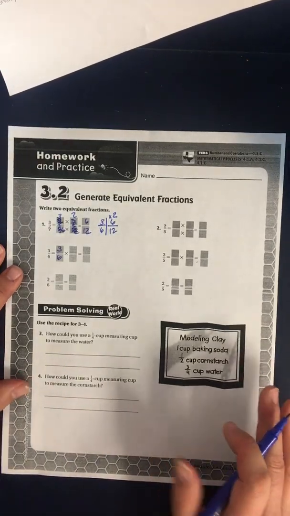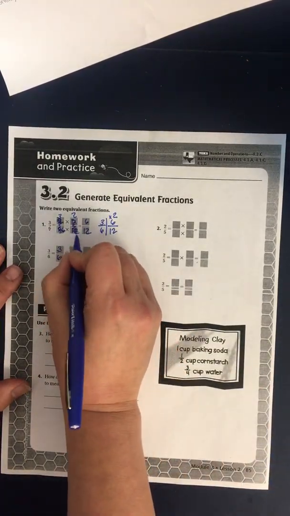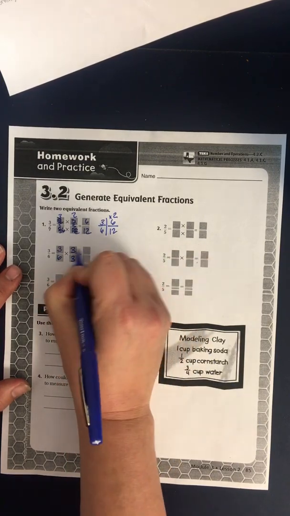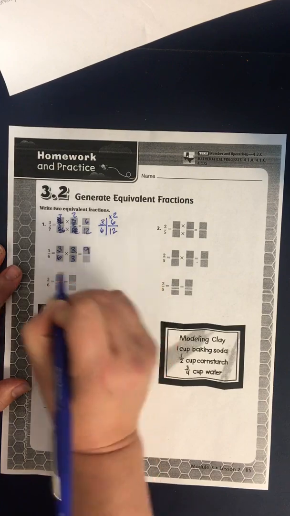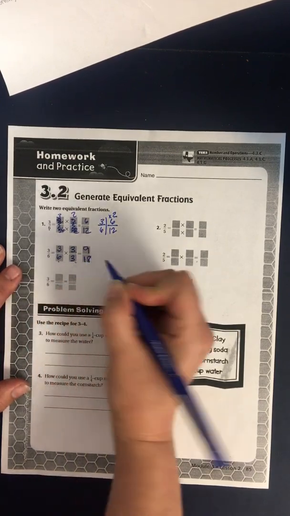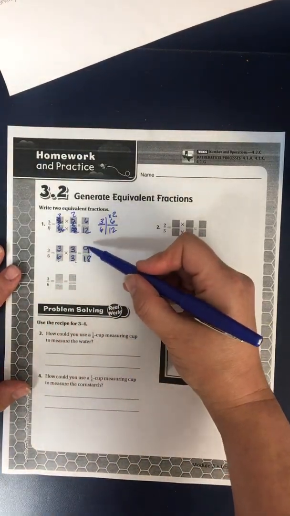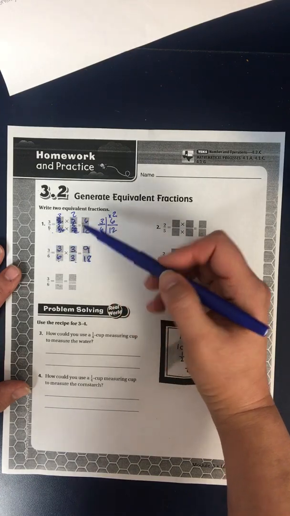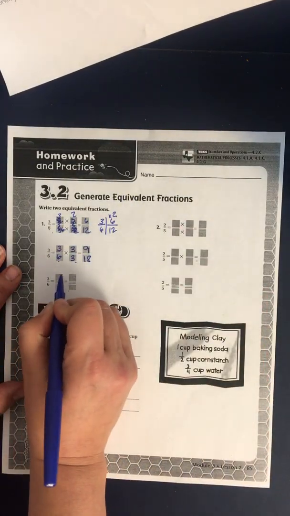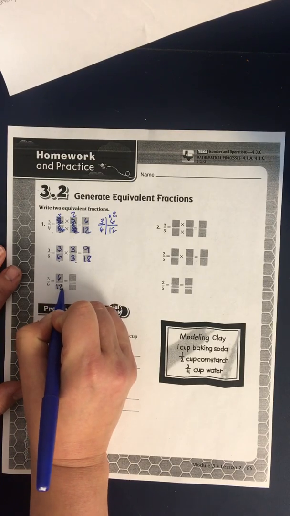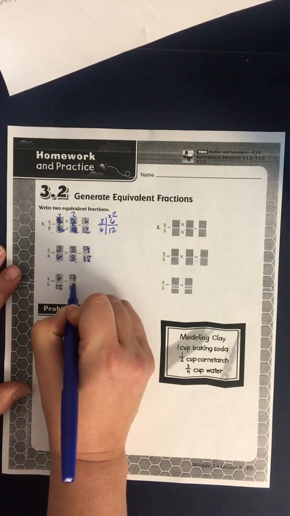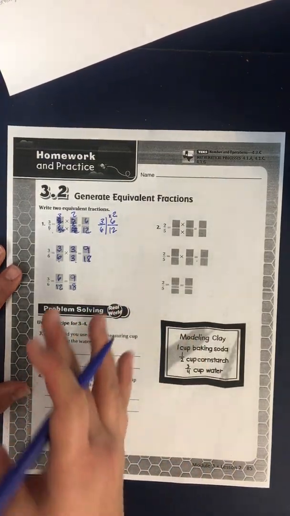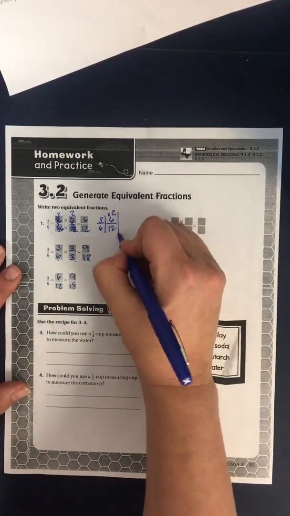Times, and it says, let's multiply it by something other than 2. Let's multiply it by 3. So 3 times 3 is 9, and 6 times 3 is 18. So I now know that 9/18 is the same as 3/6, and 3/6 is the same as 6/12. So the 2 fractions are 6/12 and 9/18.